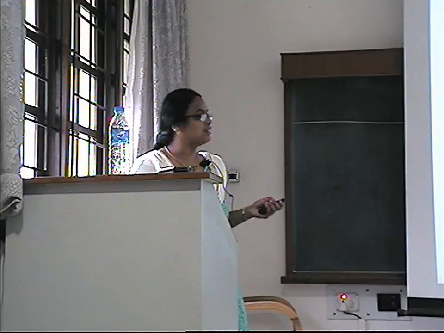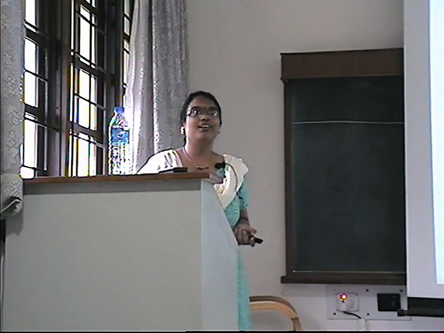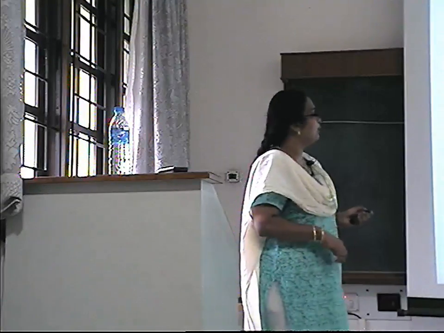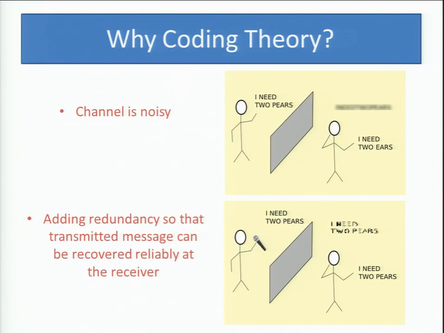So with this noisy channel, you want to send the message across. And the way to do it is to add some redundancy. So instead of sending just the information, add some redundancy to it and send it and hope that it will get across. So that is the basic motivation behind coding theory. You add your redundancy in a controlled way to the transmitted message, and hope that it will be recovered reliably at the receiver.